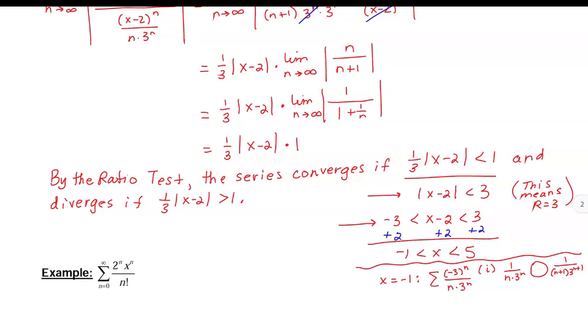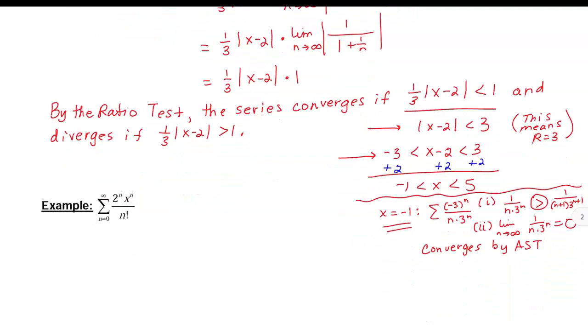Can you tell that the denominator of our term is less than the denominator of the next term? So that means our fraction is greater. Part 2 of the alternating series test will take the limit as n goes to infinity of 1 over n times 3^n, and that equals 0. So this series converges by the alternating series test. That means this endpoint is included in the interval of convergence.